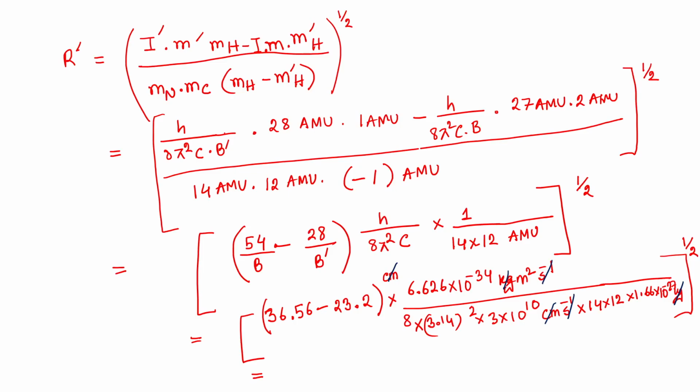6.626 into 10 to the power minus 34, divided by 8, divided by 3.14 square, divided by 3, divided by 10 to the power 10, divided by 14, divided by 12, divided by 1.66.